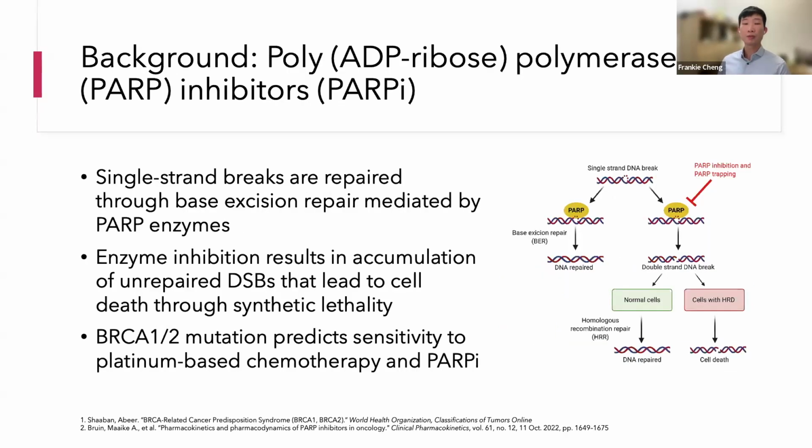So there are also some therapeutic implications with regards to the BRCA1 and 2 genes. A drug has been developed called poly ADP ribose polymerase inhibitors. So in our normal cells, there are sometimes single-strand DNA breaks that occur. Usually they are repaired through base excision repair by the PARP enzymes. However, in the case of enzyme inhibition, the single-strand breaks will be converted to double-strand DNA breaks when the DNA replicates. And for the cells that have homologous recombination deficiency, they will undergo cell death through this mechanism of synthetic lethality. So as we can appreciate, BRCA1 or 2 mutation will predict sensitivity to PARP inhibition. And it's also quoted that the mutation also predicts sensitivity to platinum-based chemotherapy.